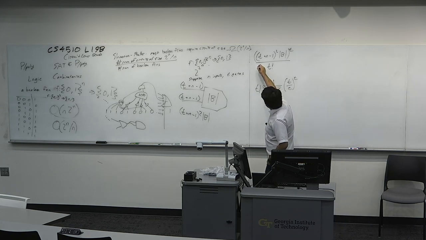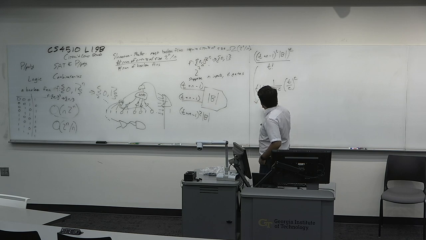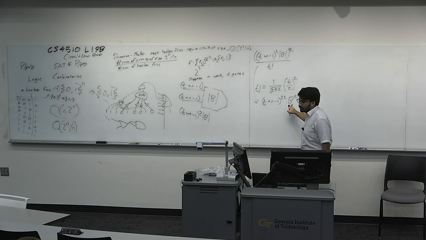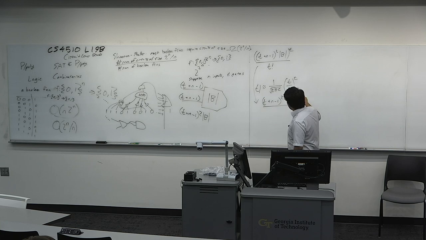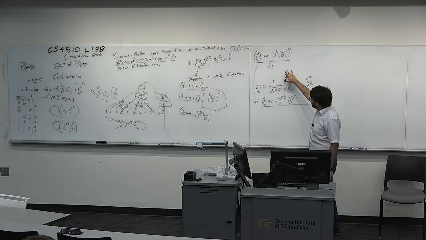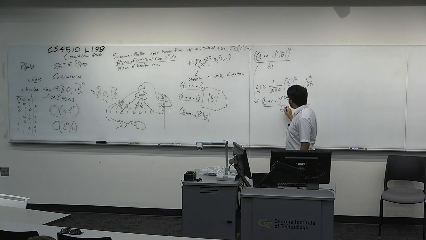So if we plug that in, what do we get? We get (t plus n minus 1) to the 2t, b to the t, and I'm just going to leave it as letter b, but it should be the size of the set B, over, well, we have a t to the t and an e to the t. This is like t to the t over e to the t, right? But when we put 1 over t factorial, there's going to be e to the t on top and a t to the t on the bottom.